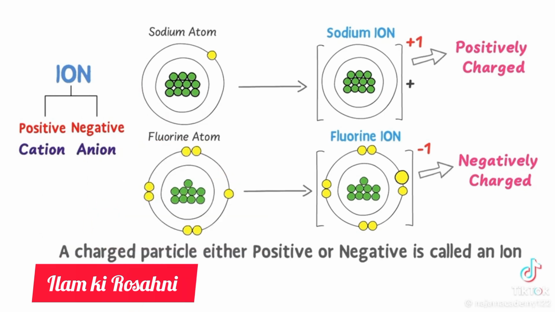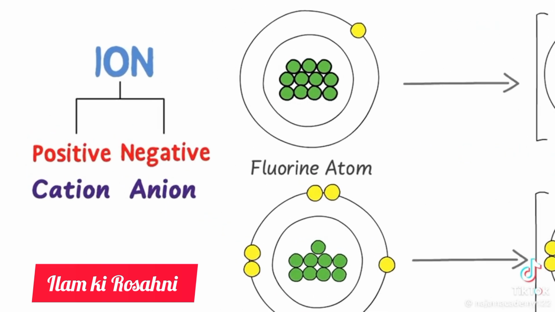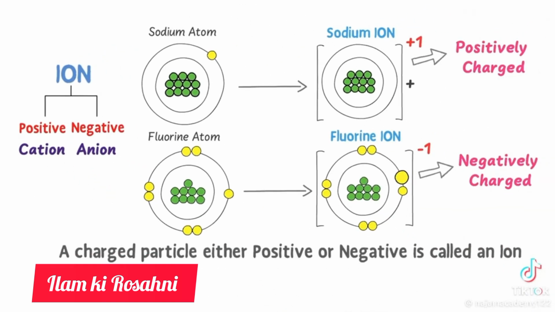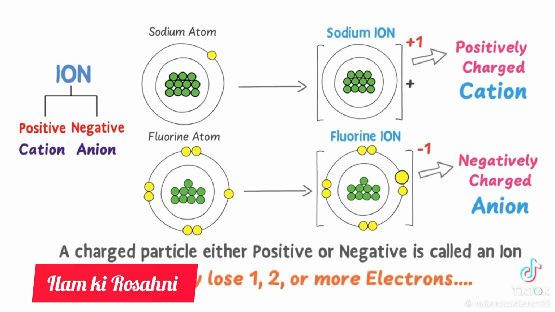My personal mnemonic for remembering them is very simple. There are two N in anions, so it is 2 times negative, while there is only one N in cation, so it is less negative, meaning it is positive. The sodium ion is also known as a cation and the fluorine ion is also known as an anion. Remember that an atom may lose or gain 1, 2 or more electrons depending on its valency and ionization energy.